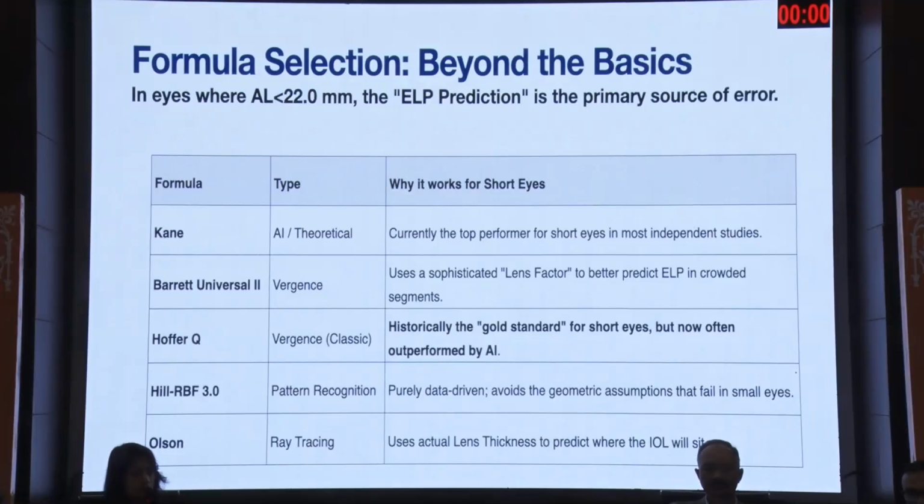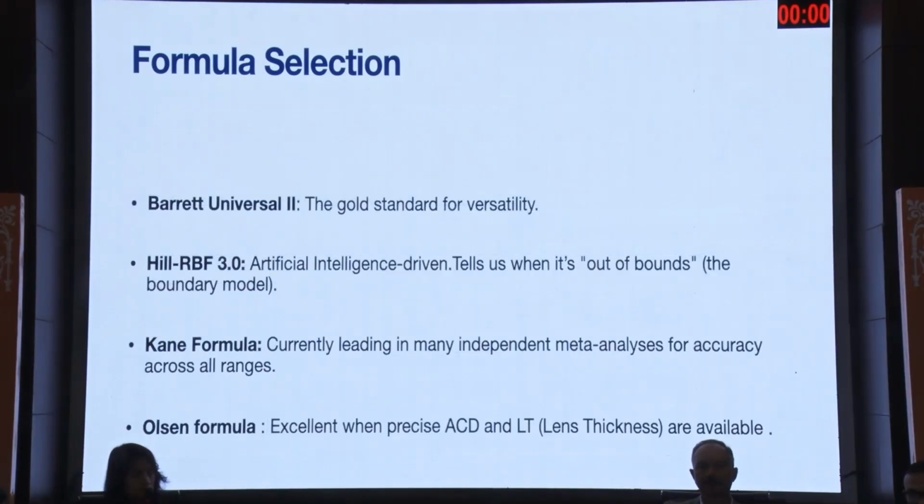Hoffer Q was the gold standard in short eyes, but is now often outperformed, because AI is the flavor of this season. Hill RBF, data-driven and AI-based. Now we have big data, so they give us better results, and the Olsen formula. To summarize, Barrett Universal 2 is a gold standard for its versatility. Hill RBF, artificial intelligence driven, very good. Kane formulas are also leading in many independent meta-analyses to give accurate results. Then the Olsen formula, excellent when precise ACD and lens thickness are available.